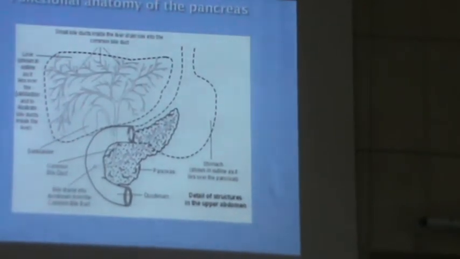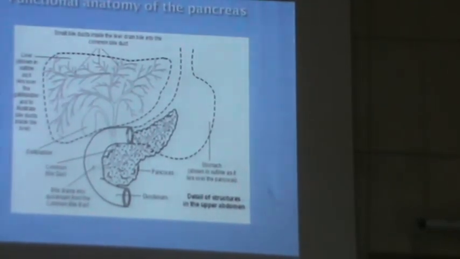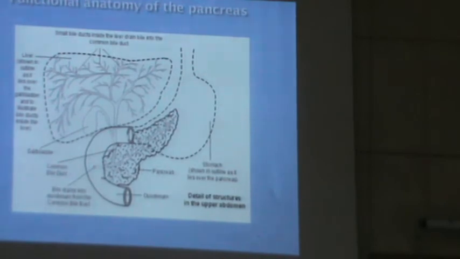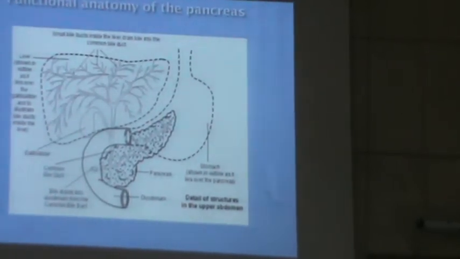This is the picture in your book, and it shows the long pancreatic duct and the common bile duct. The pancreatic duct drains into the common bile duct, and this continues as a common bile duct which opens in the duodenum.